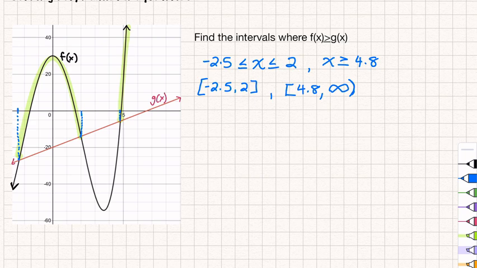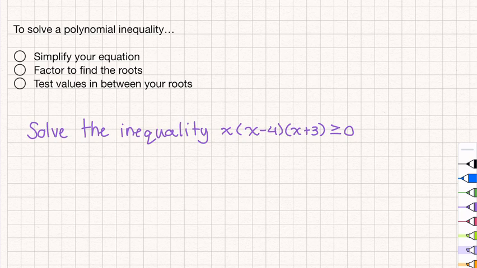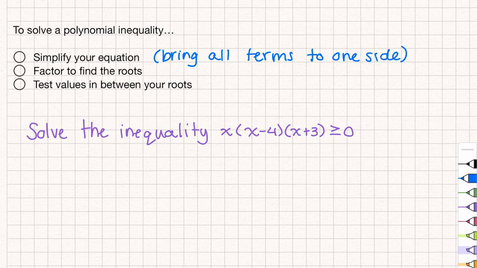Okay, so when we're solving polynomial inequalities, the first thing we're going to do is simplify our equation, because if we're given two functions, we want to bring everything to one side. So we're bringing all terms to one side. Afterwards, we're going to factor to find the roots. So in other words, you're finding your x-intercepts. Next, we're going to test the values in between your roots. So we'll talk about this more in a moment.